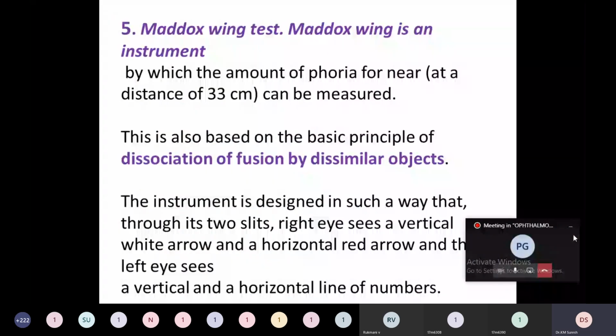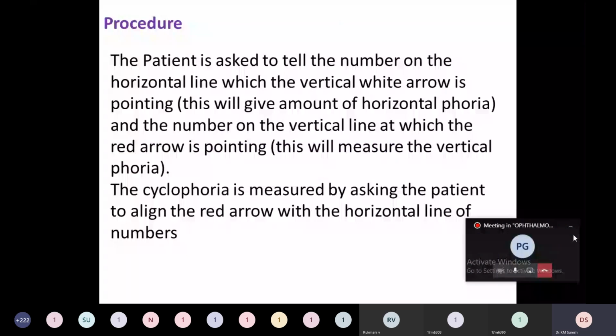The patient is asked to tell the number on the horizontal line which the vertical white arrow is pointing at. This will give the amount of horizontal phoria, and the number on the vertical line at which the red arrow is pointing will measure the vertical phoria. The cyclophoria is measured by asking the patient to align the red arrow with the horizontal line of numbers. This is the picture of Maddox wing, the equipment which is used for Maddox wing test.